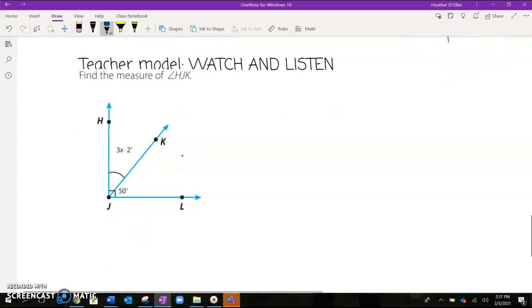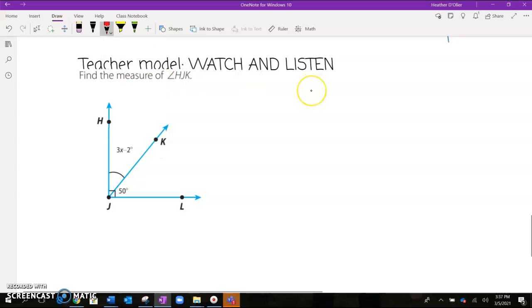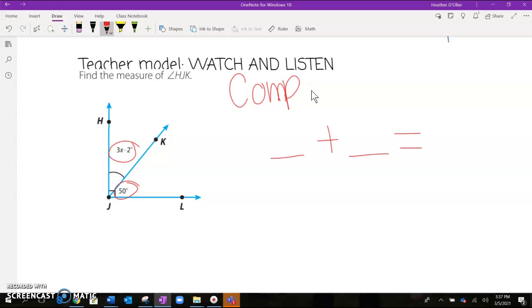All right, I'm looking at this. I see the box. It looks like a corner. This is a complementary relationship. So since it's a complementary relationship, I take the angles there and add them to get 90. So in this case, and it has a little more than it's had before, 3x minus 2 plus 50.